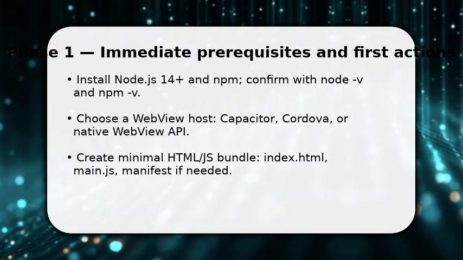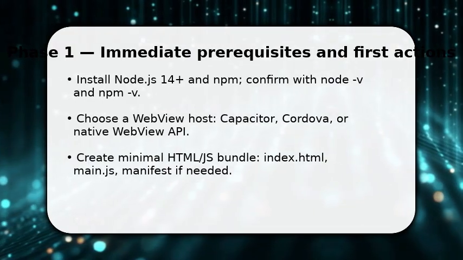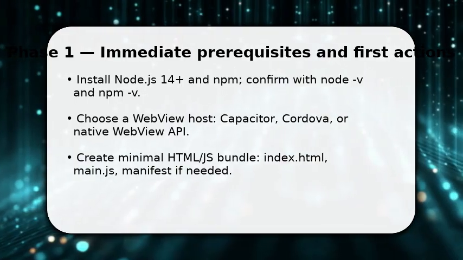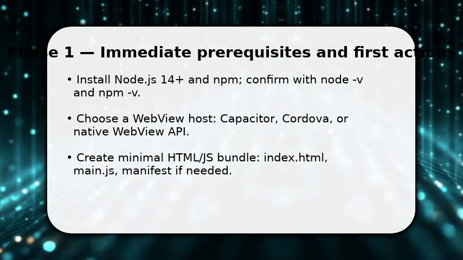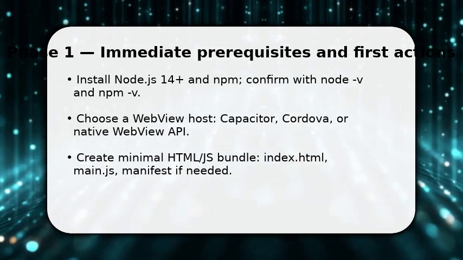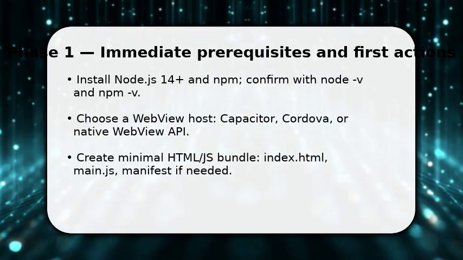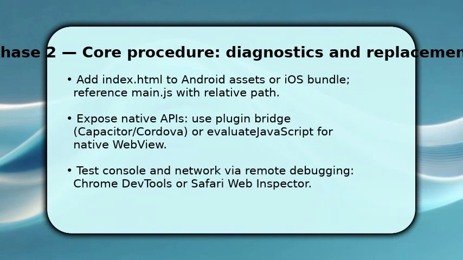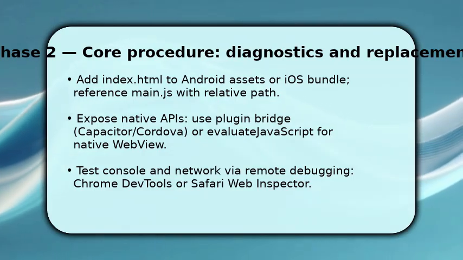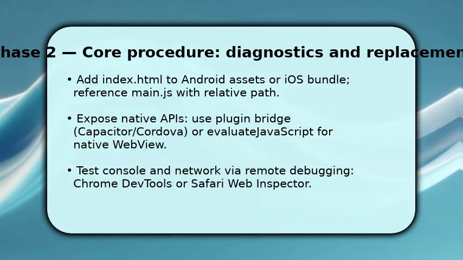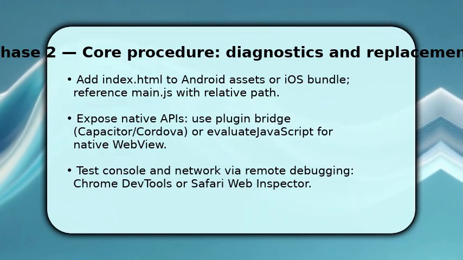Once your files run in a desktop browser, wire them into the host project. Make sure paths and relative assets work, because the web view will load the bundle exactly as referenced. Next, embed your bundle into the mobile project and connect JavaScript to native features. Place index.html in the platform assets or copy it at build time. Reference main.js with a relative path.